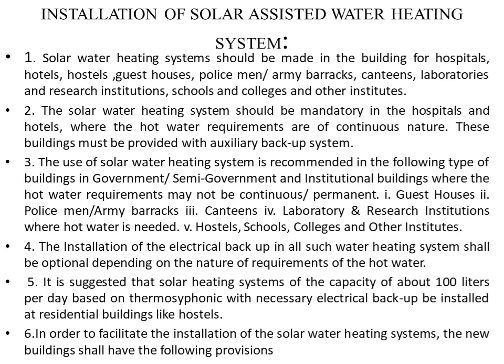Solar water heating system should be made in the building for hospitals, hotels, hostels, guest houses, policemen, army barracks, canteens, laboratories, and research institutions, schools and colleges, and other institutes. The solar water heating system should be made mandatory in the hospitals and hotels, where the hot water requirements are of continuous nature. These buildings should be provided with auxiliary backup system.